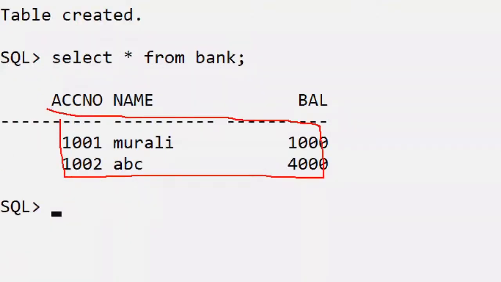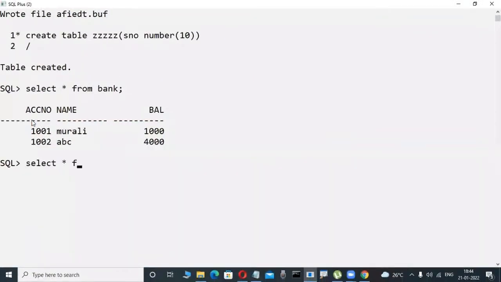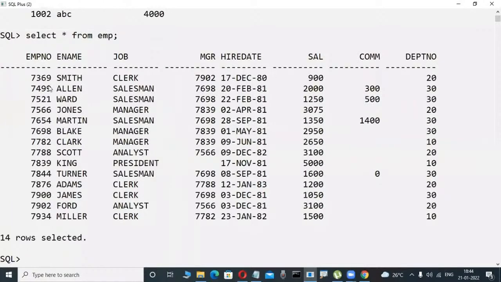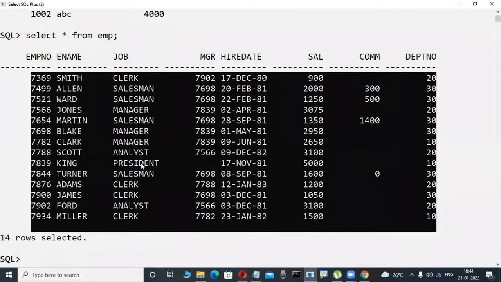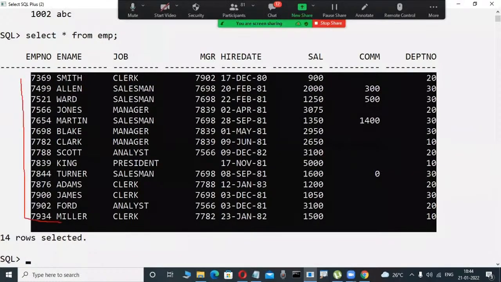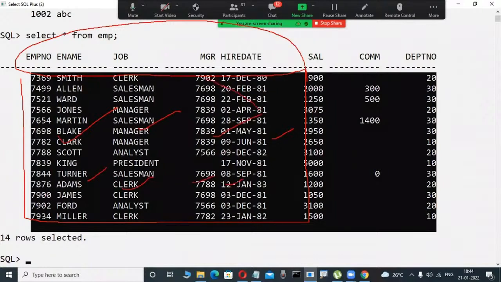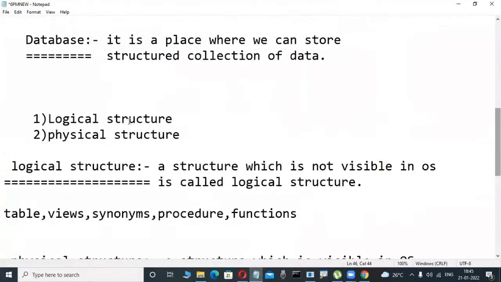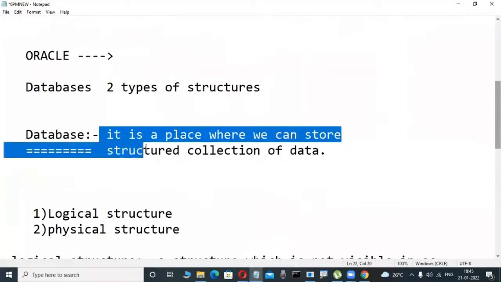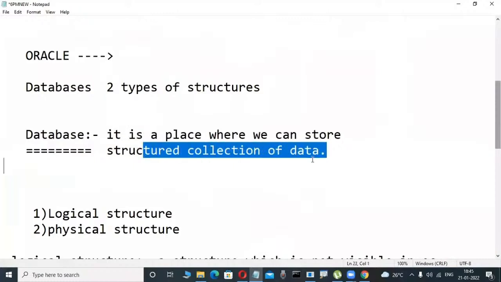Table format, like a big table I typed yesterday. It is a structured collection of data. This is the logical side we are talking about. Developers are well-known with tables, views, procedures, functions, and triggers. So a database is a place that stores a structured collection of data, because we learn the relational database's logical side. That's why, when we search Google or books for what is a database, two definitions appear, but most developers write that it is a place where we can store a structured collection of data.